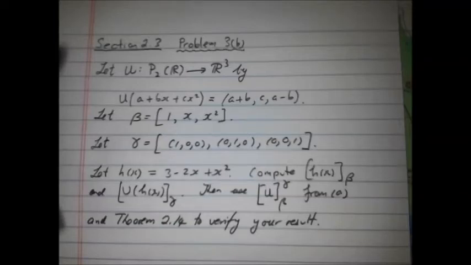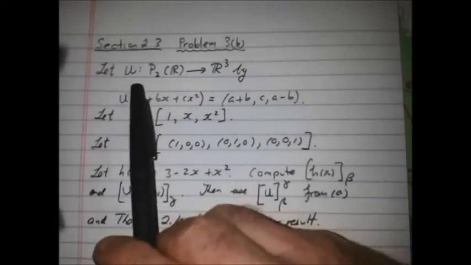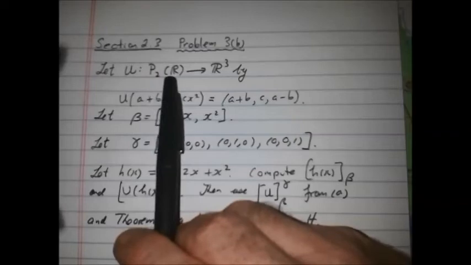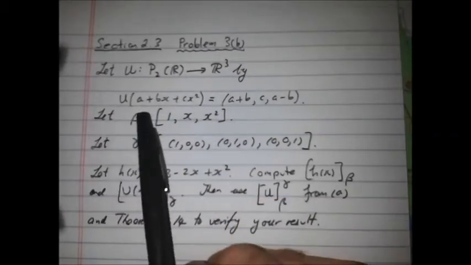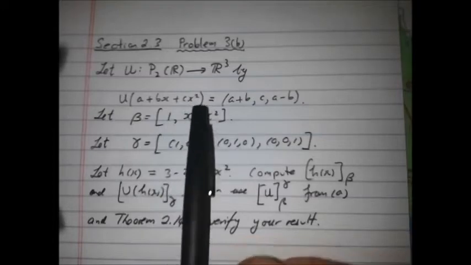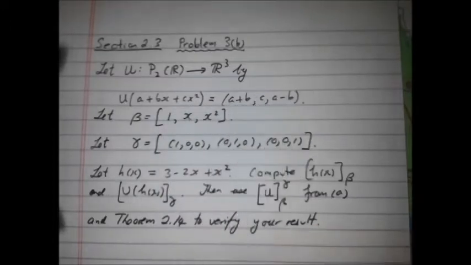Okay, this is problem 3, part B of section 2.3. We've already done problem 3, part A. Here U is the linear transformation from P2 of R to R3 given by U of the polynomial a plus bx plus cx squared is equal to the vector (a plus b, c, a minus b).